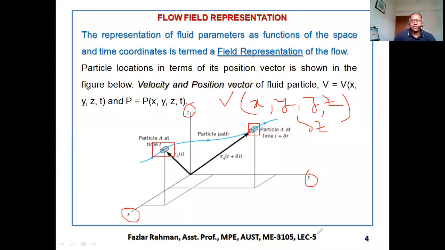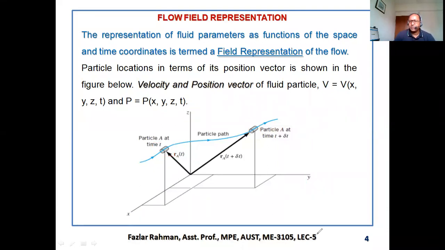Similarly, if you would like to figure out the position of the fluid element, you see its position is changing. It came in over here, after a few seconds right over here, and finally got out of the room. So if you would like to state the location of the fluid element, you have to say the X coordinate, Y coordinate, Z coordinate, and also you have to say what the time is, because its position is changing with respect to time. So position is also a function of X, Y, Z, and T.